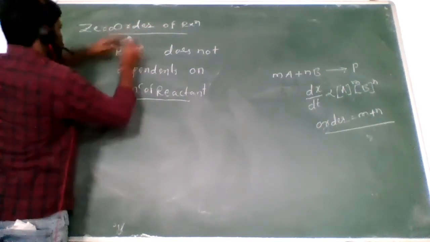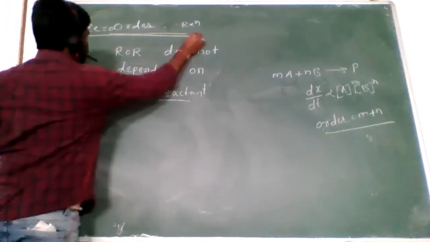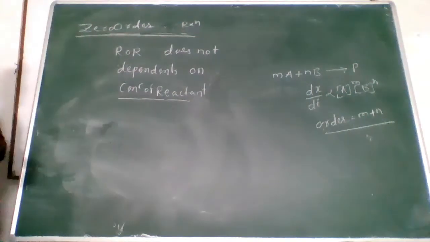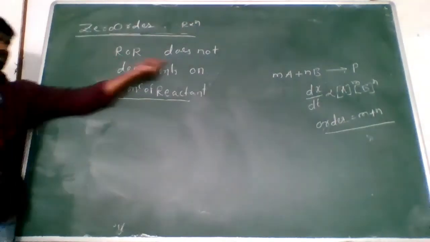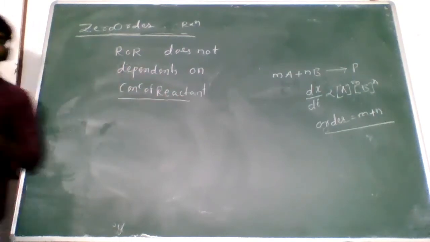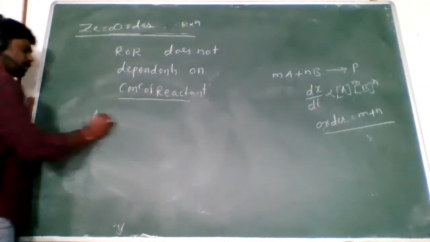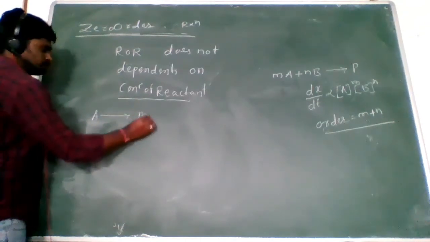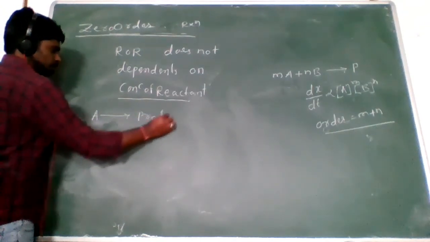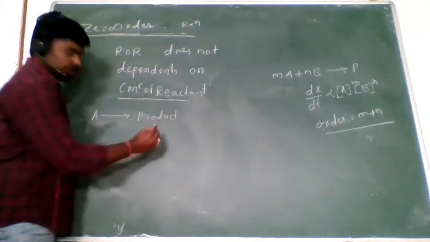Zero order reaction. What is a zero order reaction? The rate of reaction does not depend on the concentration of the reactant. Look at here. This is A. A is converted to product. Okay, clear.